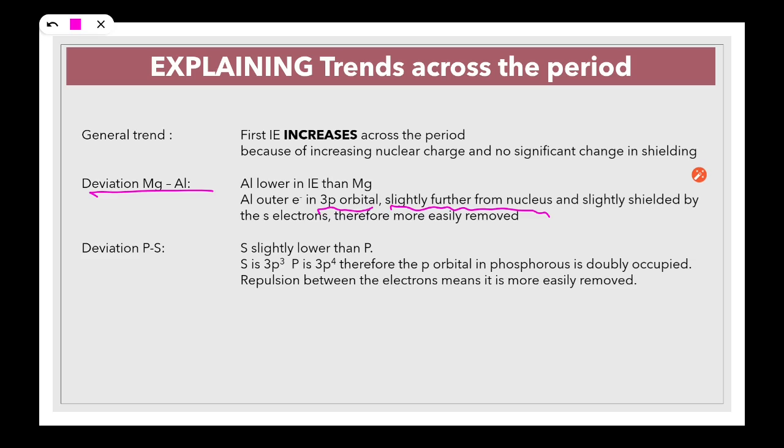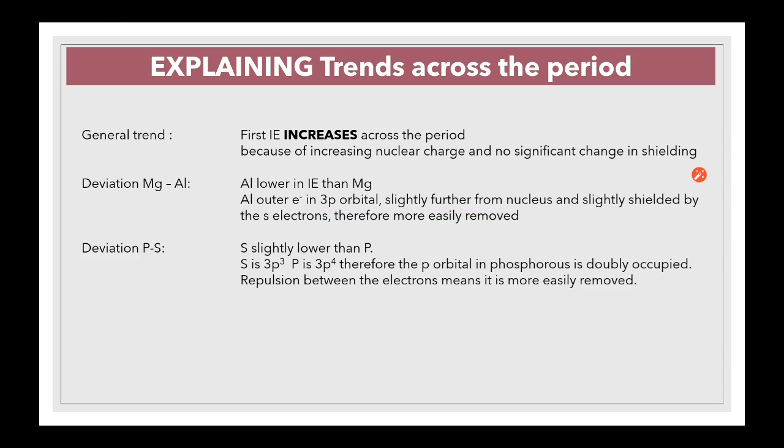The second deviation, between phosphorus and sulfur, was going from a case where we had 1 electron in each of the 3p suborbitals, to sulfur, where we had a doubly occupied orbital. Because it's doubly occupied, you've got 2 negative electrons in the same suborbital, so you get some repulsion between them, so they're already at a higher energy.